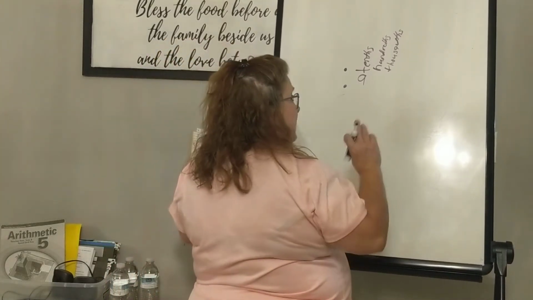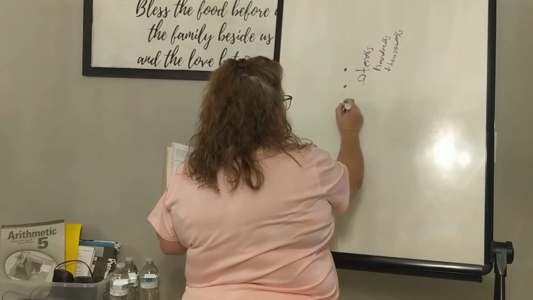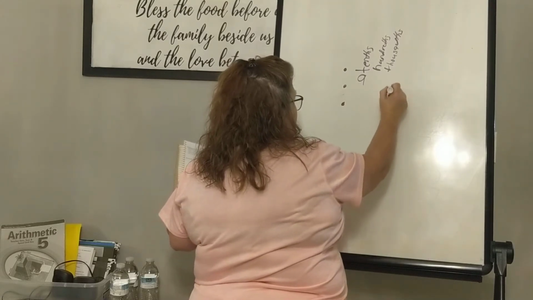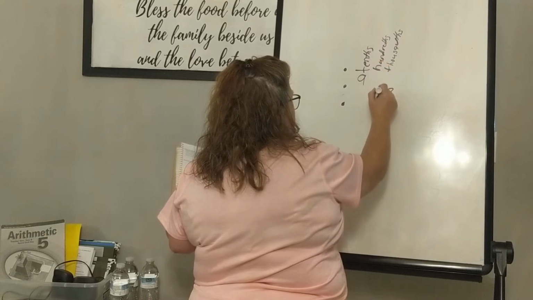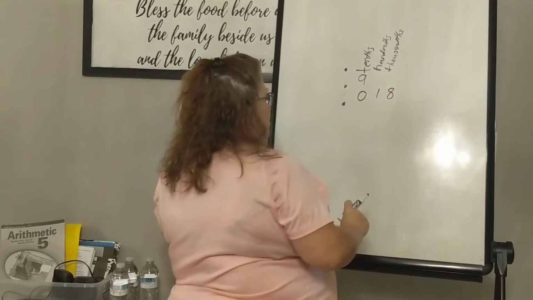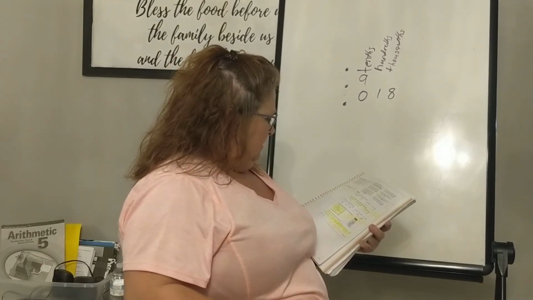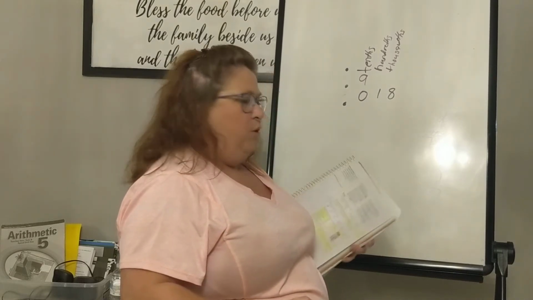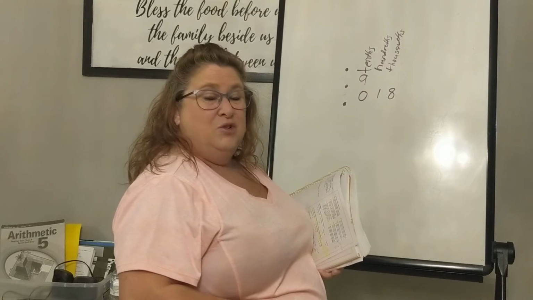Next we have 18 thousandths. So our 18 is going to have to end in the thousandths place. So we'll have our decimal. I'm going to go ahead and put my 8 under the thousandths place. There's my 18, and I'll fill it in with my 0. 0.018 is 18 thousandths.